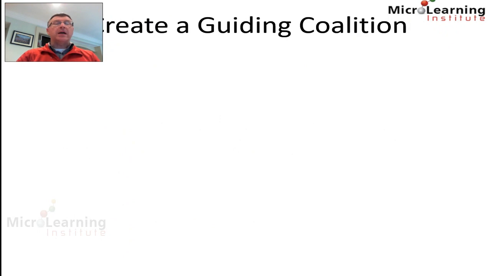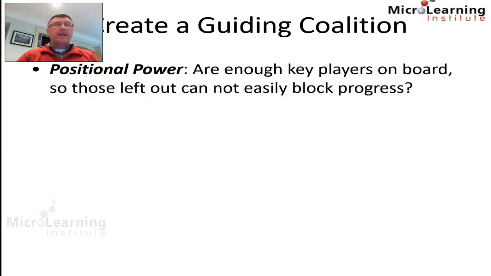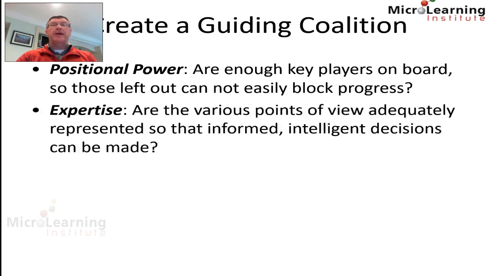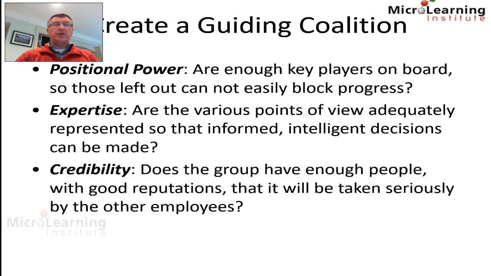Next, we should create a guiding coalition. And this guiding coalition should have what's called positional power, i.e. we need to have enough key players on board so that those left out cannot easily block progress. They should have expertise, so the various points of view need to be adequately represented so that informed, intelligent decisions can be made to help us deliver the change.